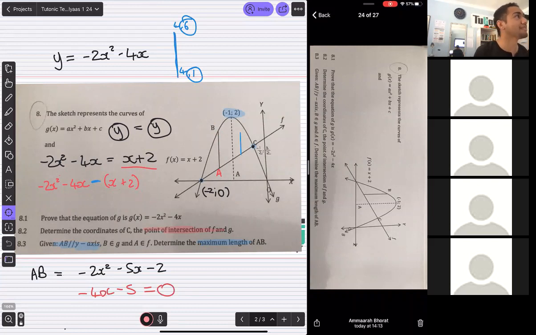So, Zainab, does that make sense? Because the mic's not working. Does everybody else understand how we got to this point? Yes. Okay.